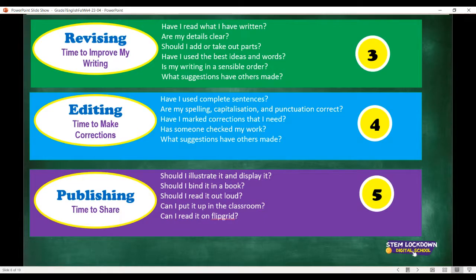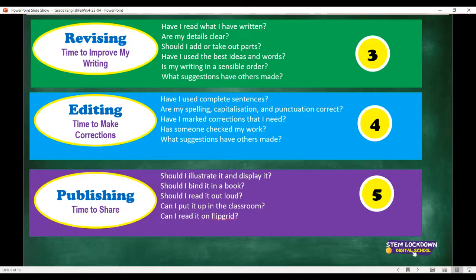Okay, so publishing: I use publishing as an example because we're doing an advert. Normally you would probably write final draft or neat draft. I've used publishing, a time to share. So now you know that your finished work is going to be shared and going to be seen. So should I illustrate it and display it? In other words, should you put a drawing with it? Should it be colorful? Should you display it somewhere on your wall, in your classroom, on your online classroom with me? Where would you like to display it?